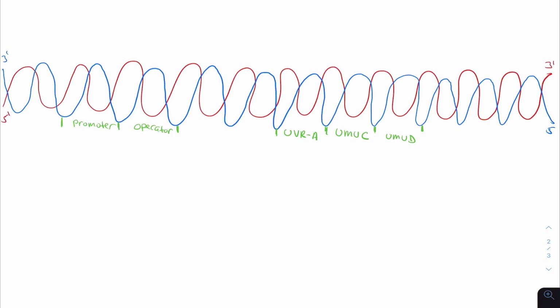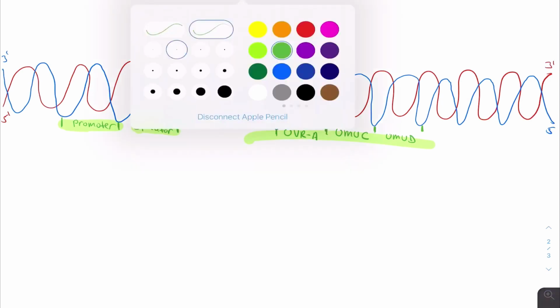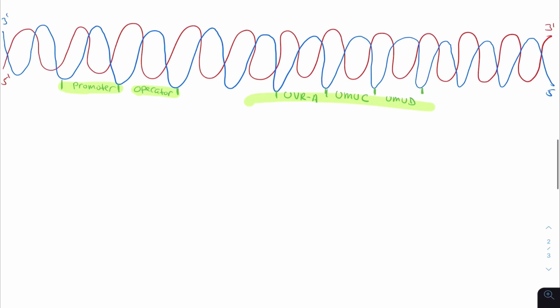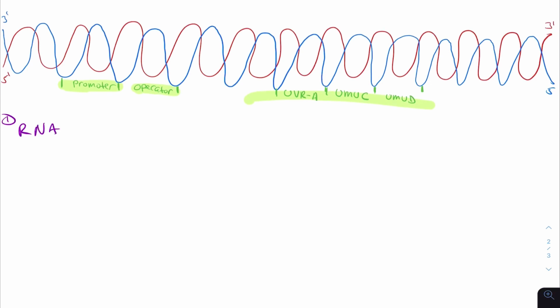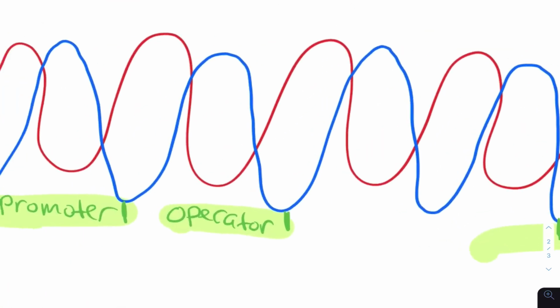All right, so this SOS operon consists of promoter genes, operator genes, and then the structural genes. The first thing that ends up happening, let's just take number one for example, is that RNA polymerase will come in and bind to the promoter site to start to transcribe the mRNA gene. So here's our promoter region over here.